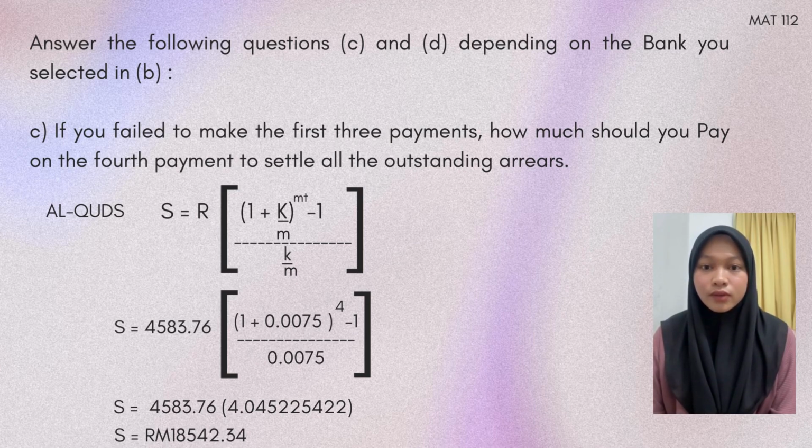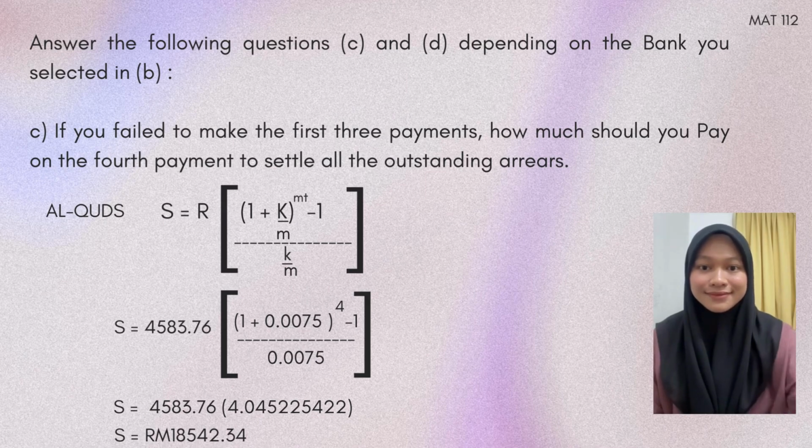So the formula that we use for question C is S equal R bracket 1 plus K over M power MT minus 1 per K over M. S equal 4,583.76 bracket 1 plus 0.0075 power 4 minus 1 per 0.0075. To make it easy, we will calculate the brackets first. S equal 4,583.76 multiply 4.04522542. So the answer for S is RM 18,542.34.